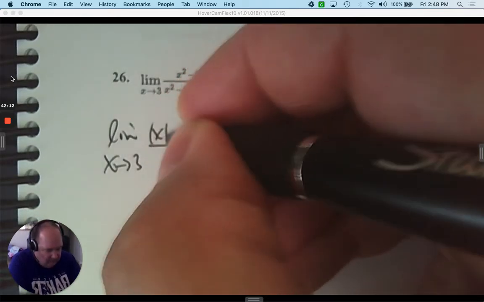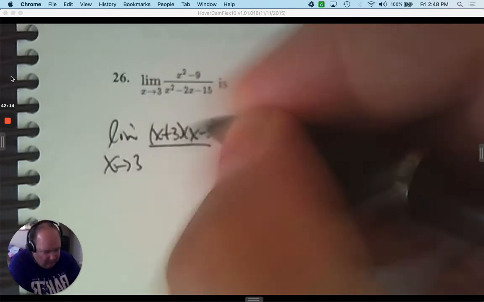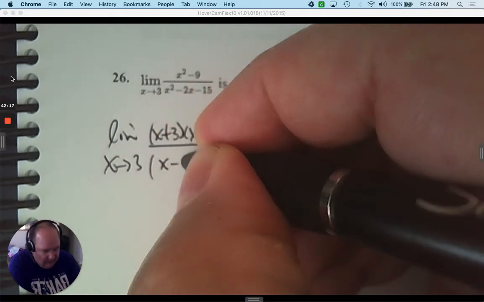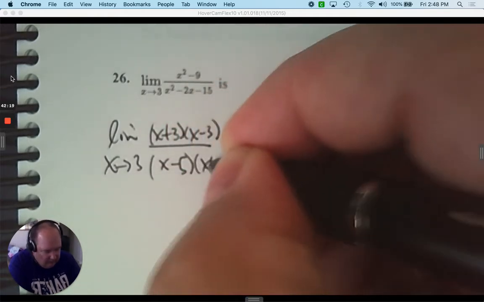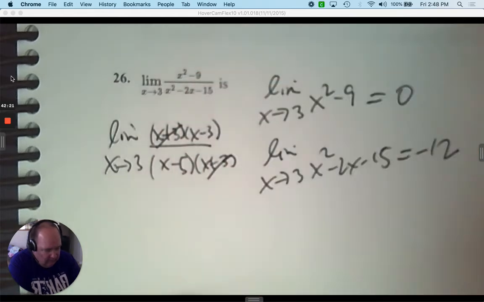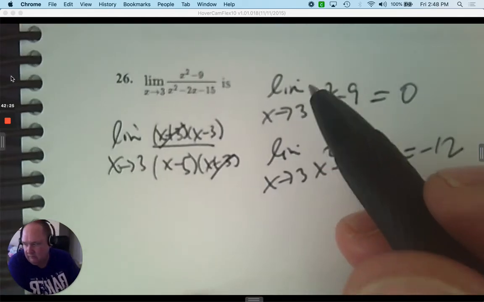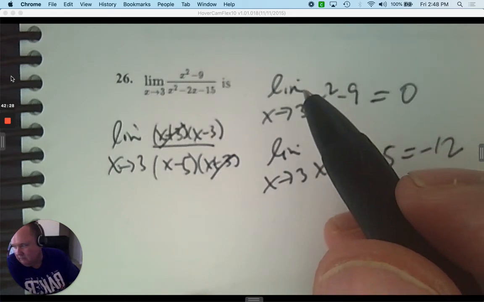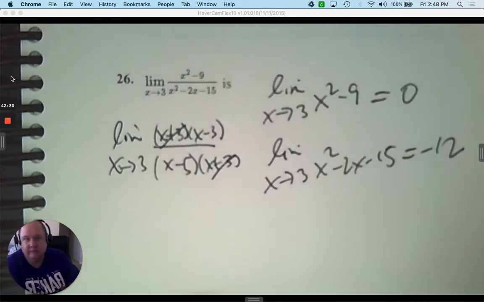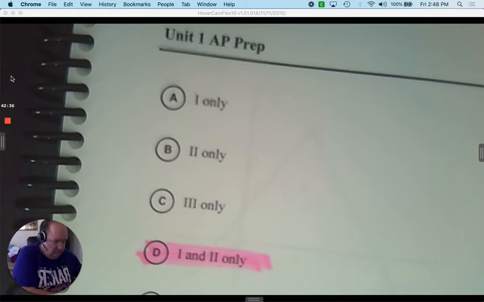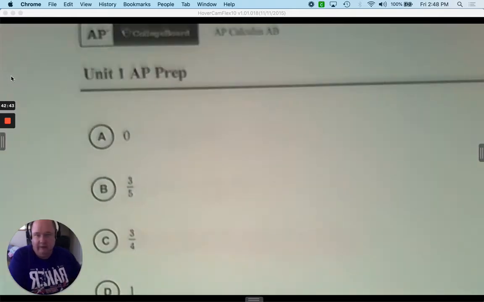I know if you factor it, it's x plus 3, x subtract 3. This is x subtract 5 and x plus 3. So when you plug in 3, I still get the answer 0. Maybe it's an answer over here. Oh, there's an answer 0. Perfect.